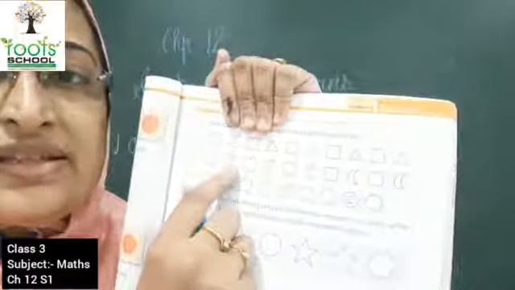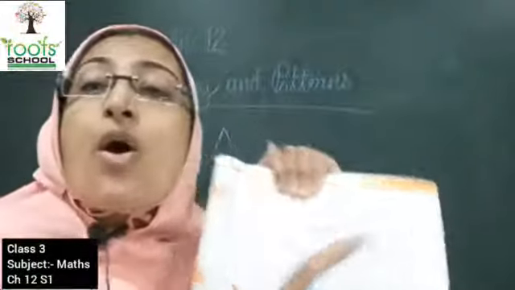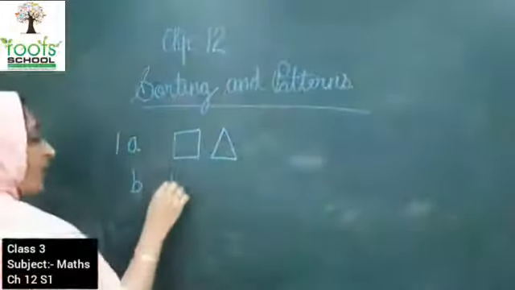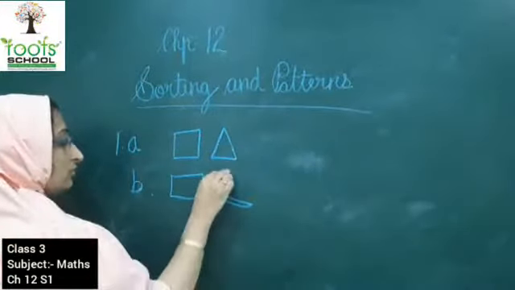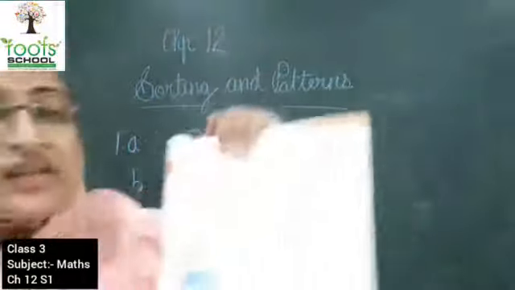Now we will solve B1. In B1 what can you see? A square and a crescent moon, you can see the shape. Similarly, square and a crescent. So what is the pattern? Square and a crescent moon. Understood? Okay kids, now let's look at C.